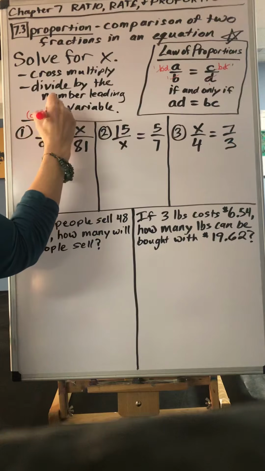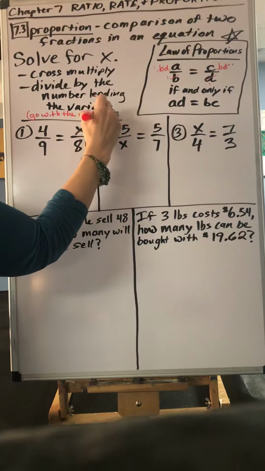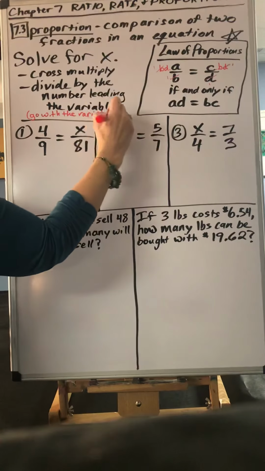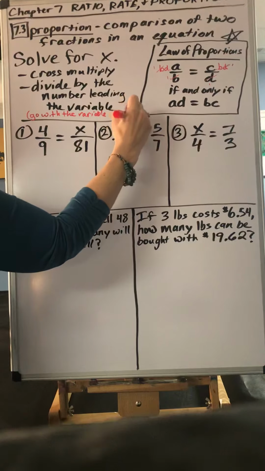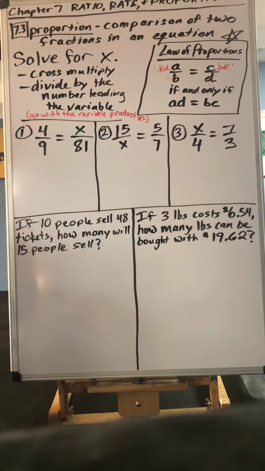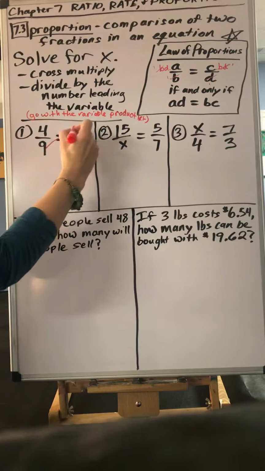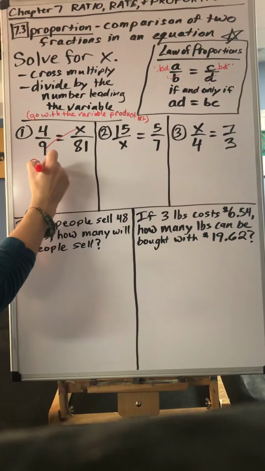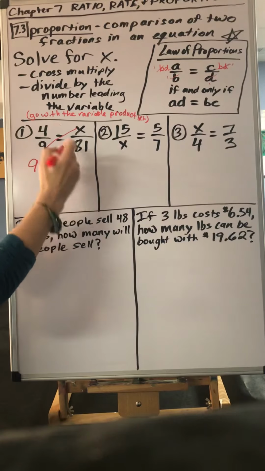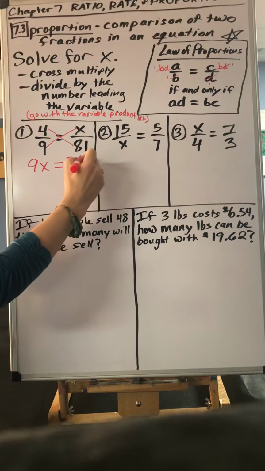Go with the variable product first. You don't have to. I think it just makes it easier. So here's the variable. 9 times x is 9x. And 4 times 81 is 324.